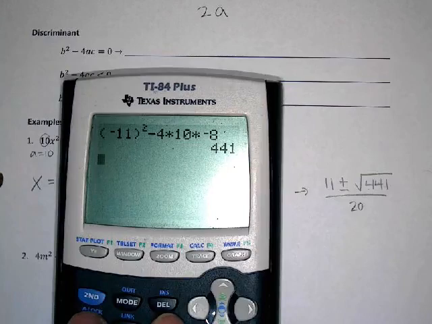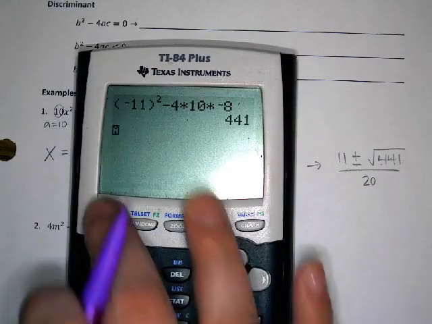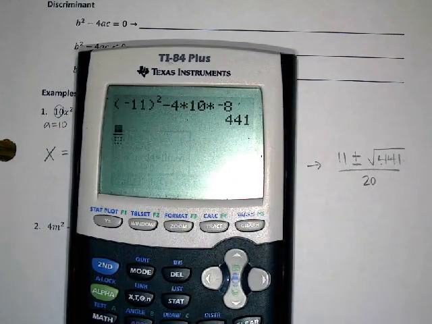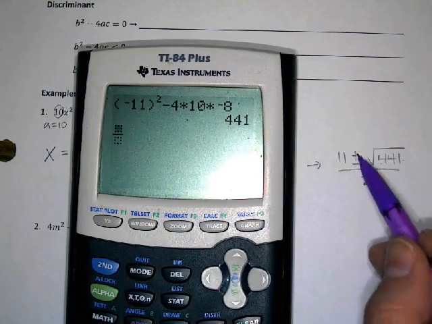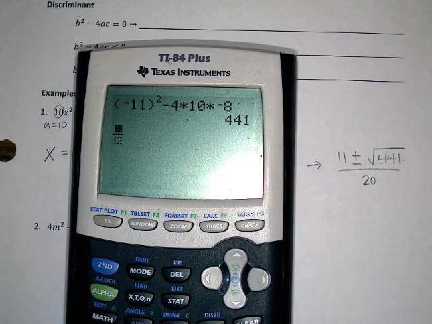Okay, I do green button for alpha, alpha y equals. I press enter. Okay, so here you have to choose which one you're going to do first. I always do the plus first. So I'm going to type 11 plus.